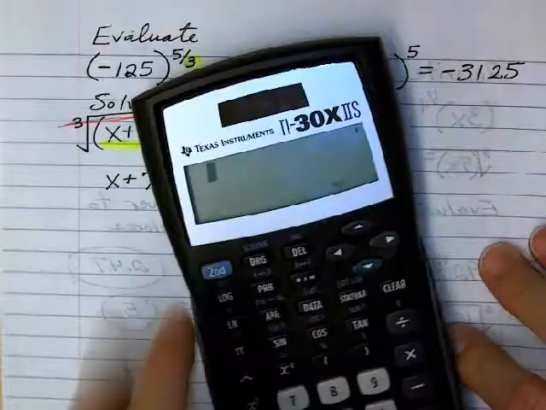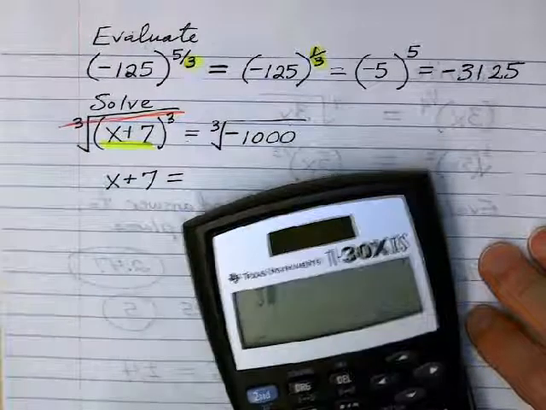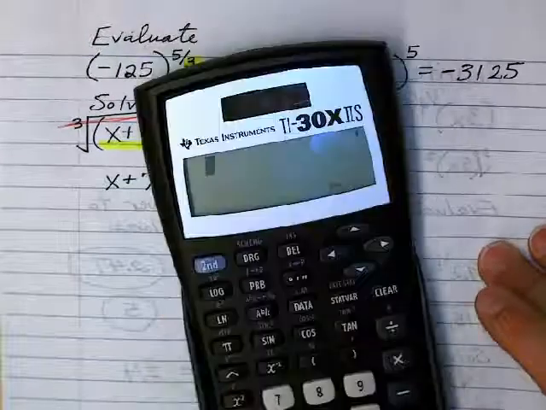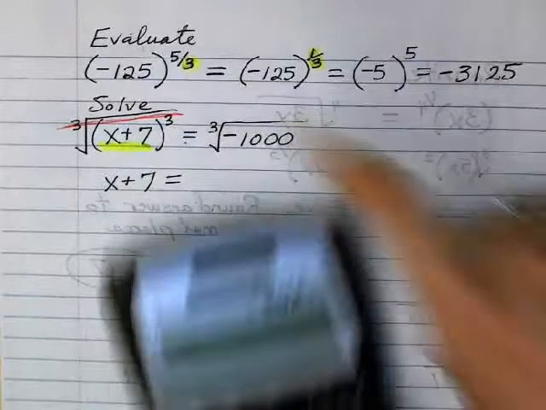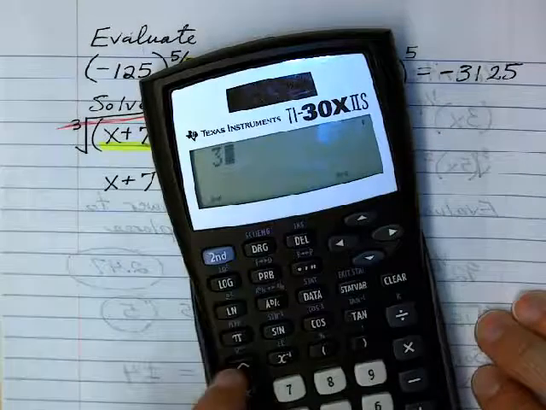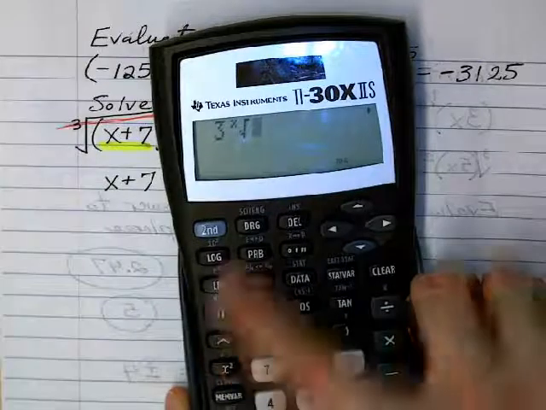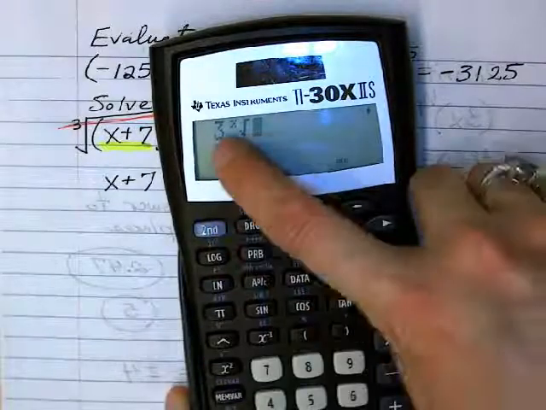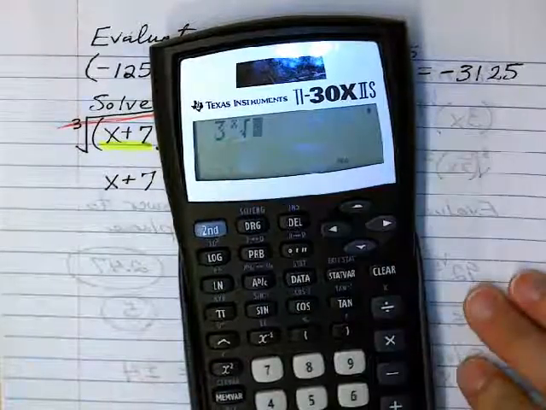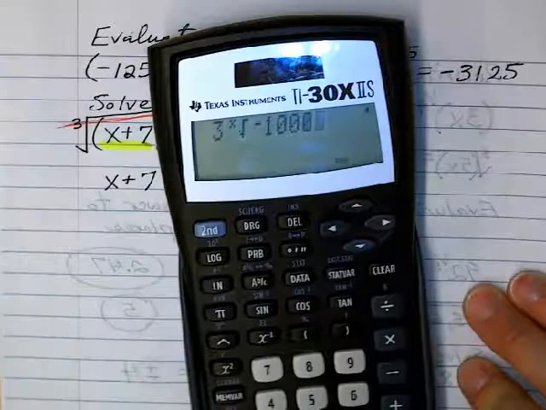To do the cubed root, you have to type 3 first, then 2nd, then the power key, the up arrow key, to get the 3rd root. 3rd root of negative 1,000. So you just type it in. Okay, that's negative 10.